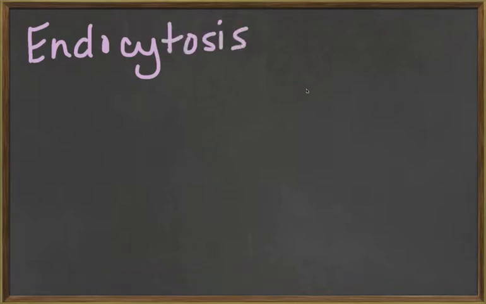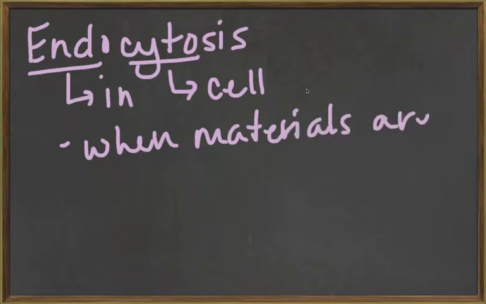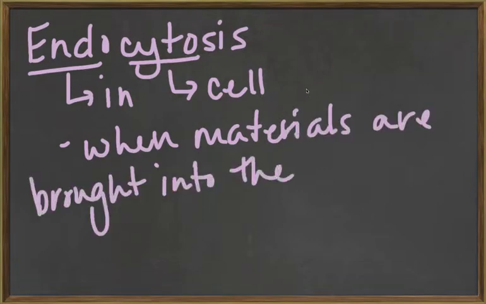Another type of active transport is called endocytosis. Endo means in. Cyto means cell. So in cell, I am taking something in. This is when materials are brought into the cell.